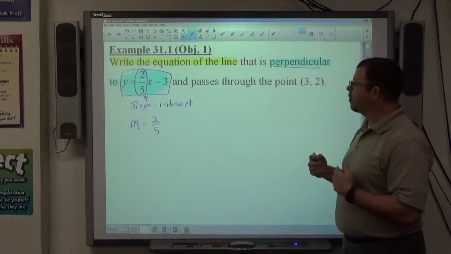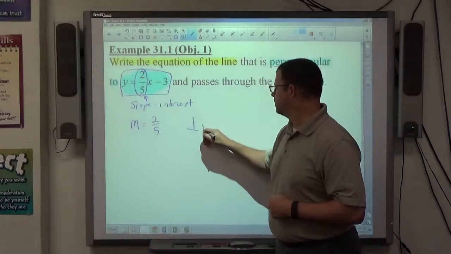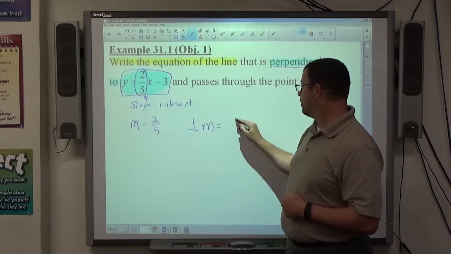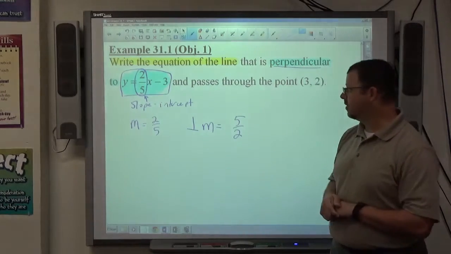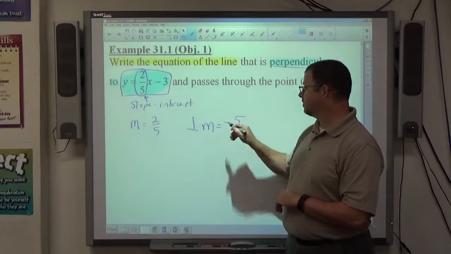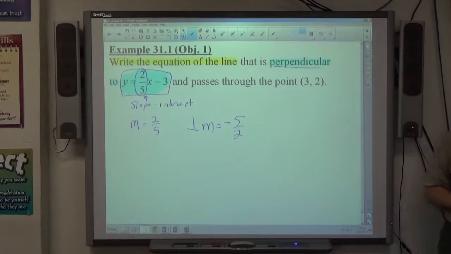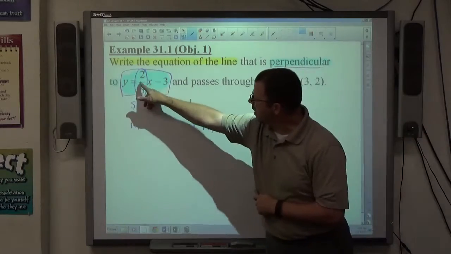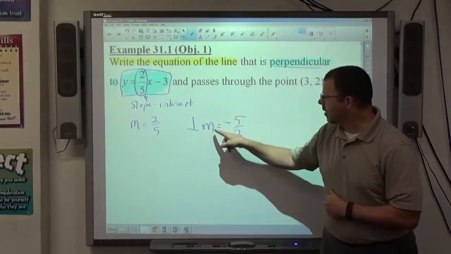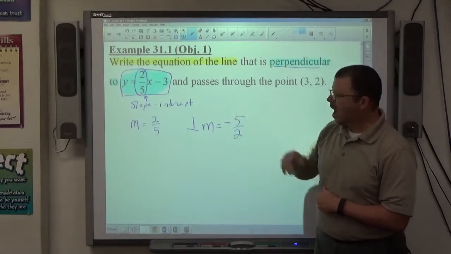So how do we make a perpendicular slope? Reciprocate. 5/2, and what else? And then negative. Change the sign. Okay? So all you have to do to make a perpendicular slope: whatever the slope is, which is 2/5, because that's what this line's slope is, the perpendicular slope is the reciprocal with the opposite sign.